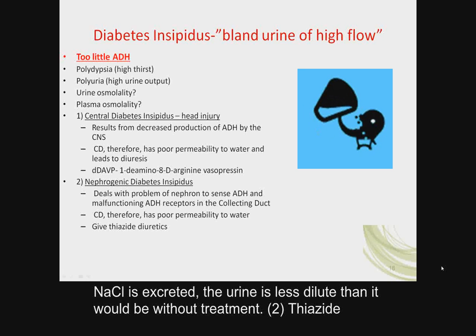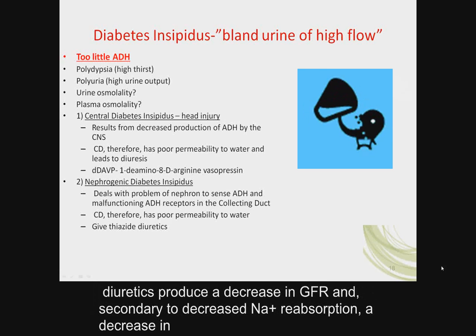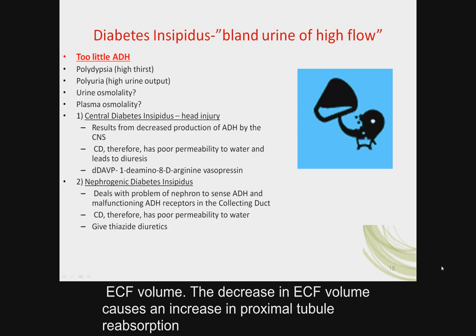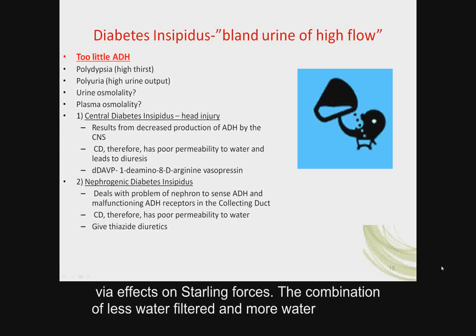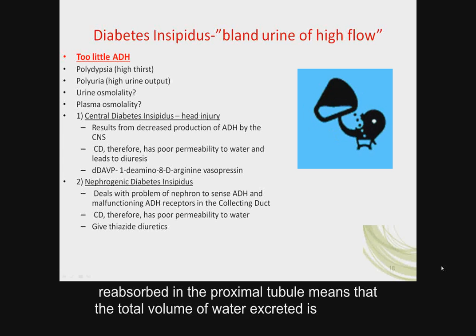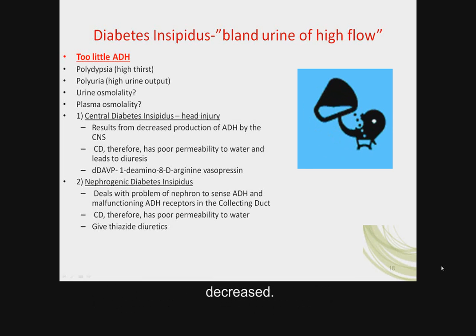2. Thiazide diuretics produce a decrease in GFR, and, secondary to decreased sodium reabsorption, a decrease in extracellular fluid volume. The decrease in ECF volume causes an increase in proximal tubule reabsorption via effects on Starling forces. The combination of less water filtered and more water reabsorbed in the proximal tubule means that the total volume of water excreted is decreased.